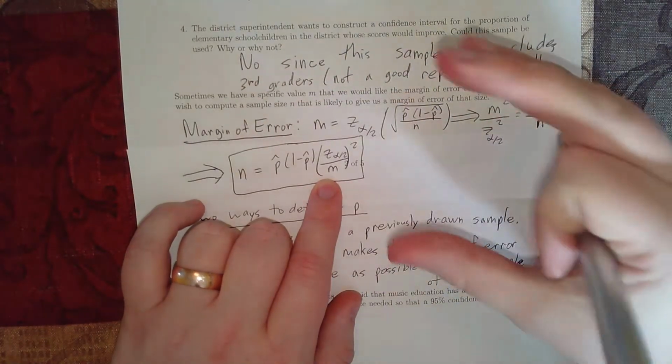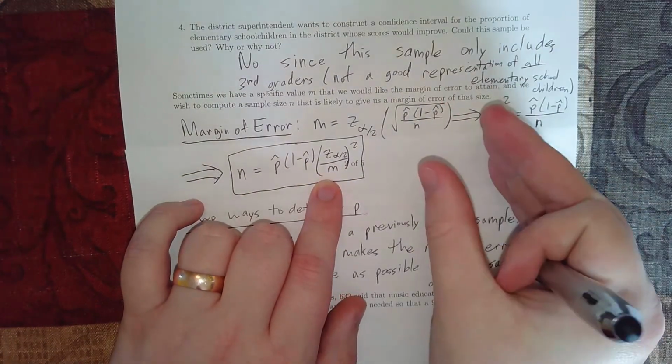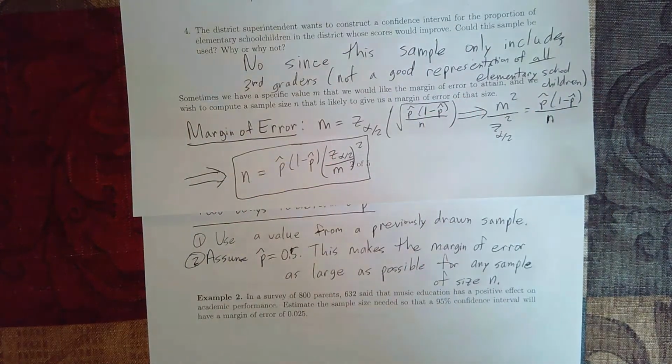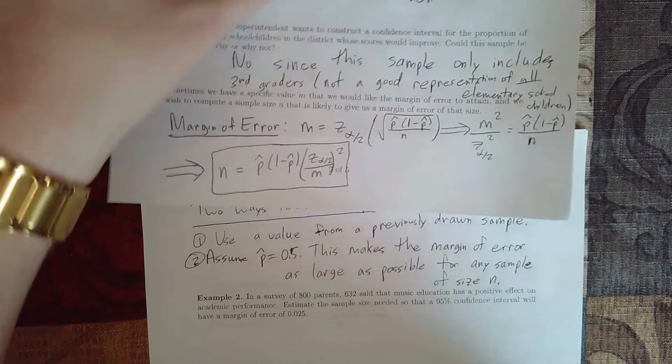We're okay if the margin of error shrinks, but we don't want it to get bigger, right? We want to make sure our intervals are as small as possible. And so that's why we want to specify a certain margin of error. All right, so let's tackle an example then.